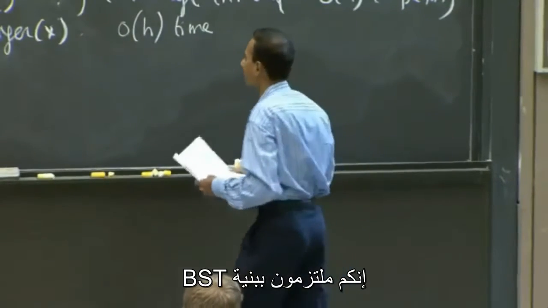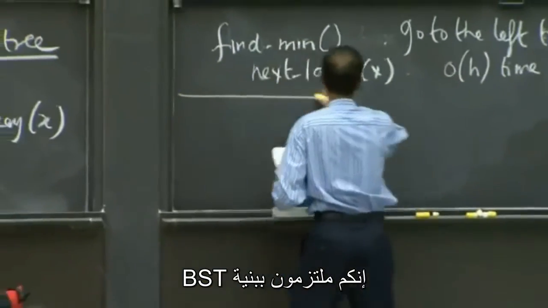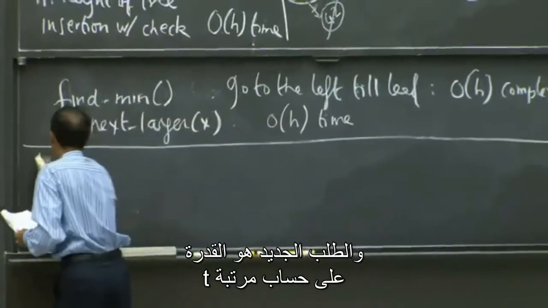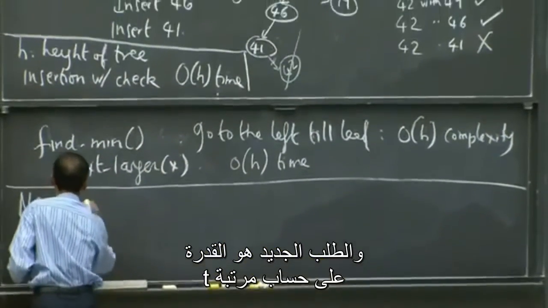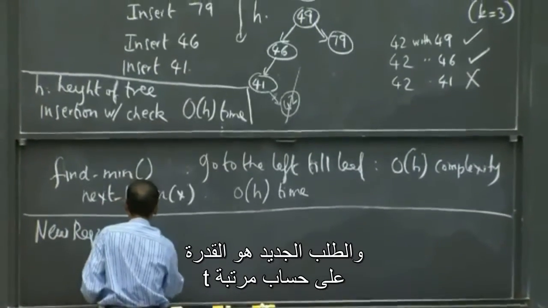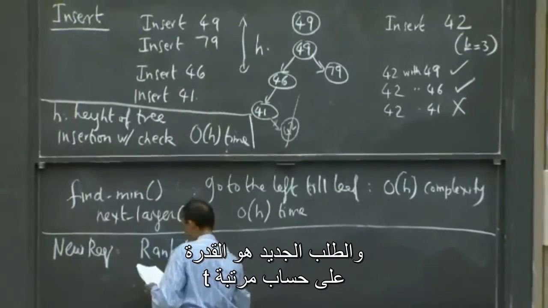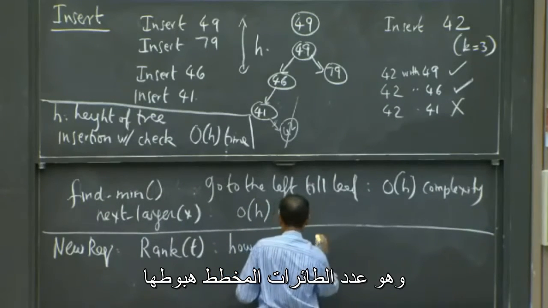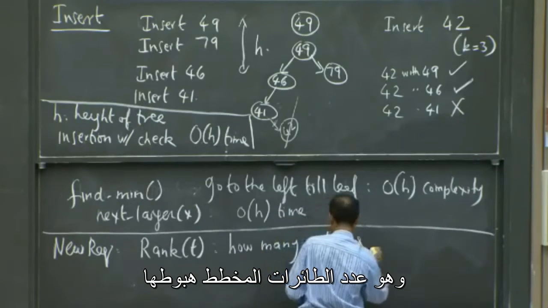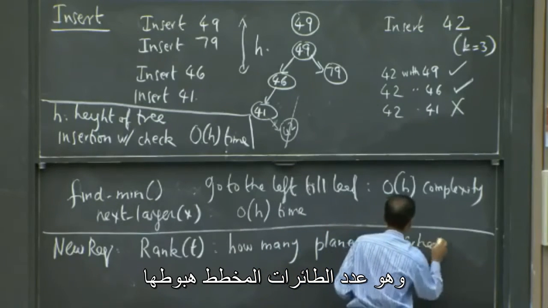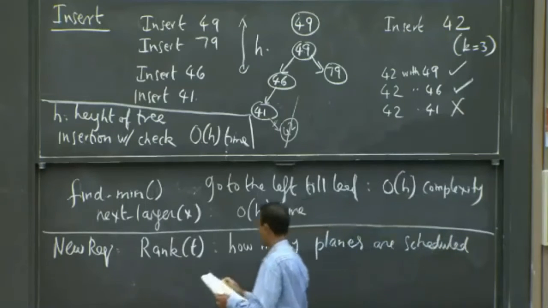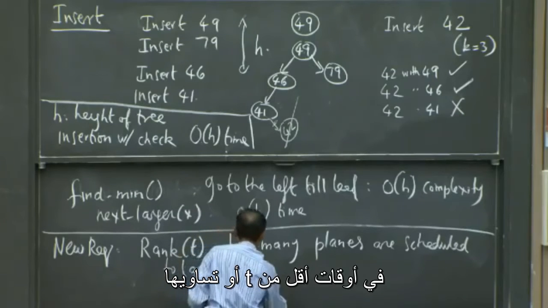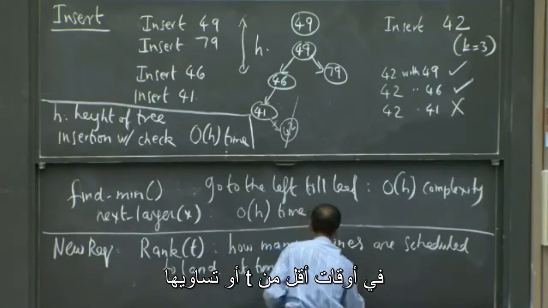And so you committed to BST structures, but now we have an additional requirement. And the new requirement is that we be able to compute rank of t. And rank of t is how many planes are scheduled to land at times less than or equal to t.